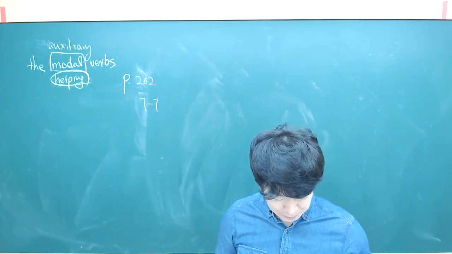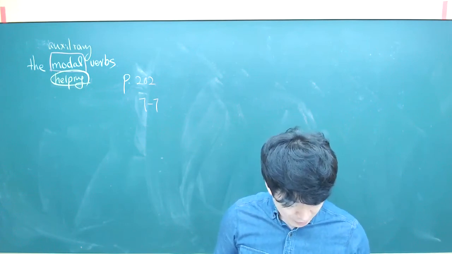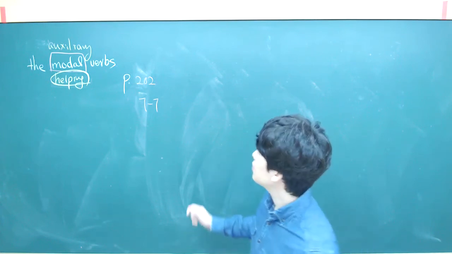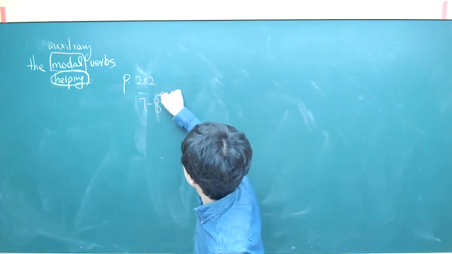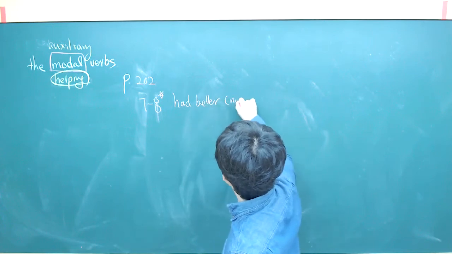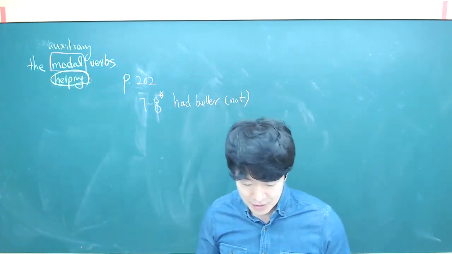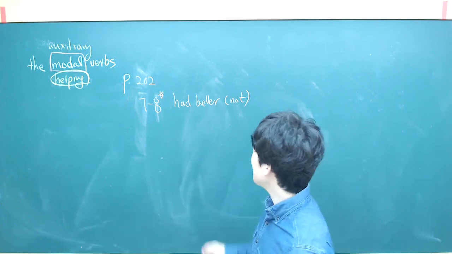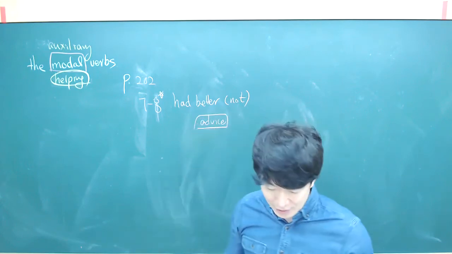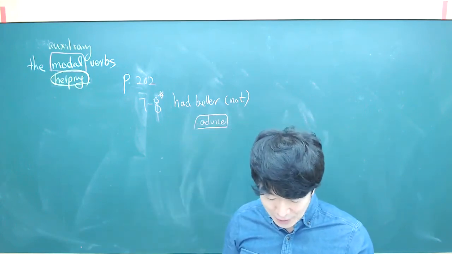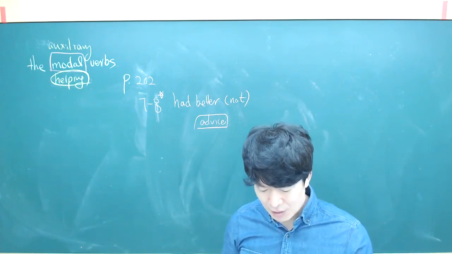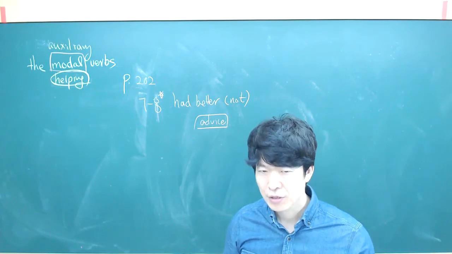So we already dealt with these concepts. Let's move on to 7-8. Had better. Had better not. This expresses advice. My clothes are dirty. You better wash them. You better slow down. You better not eat that meat. It looks spoiled. You better not.